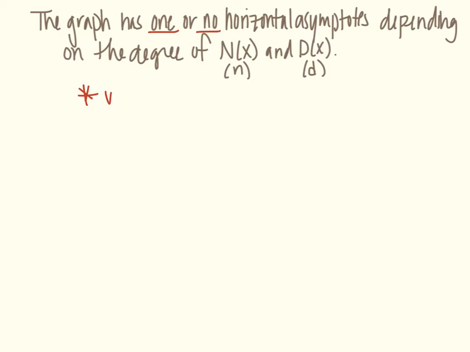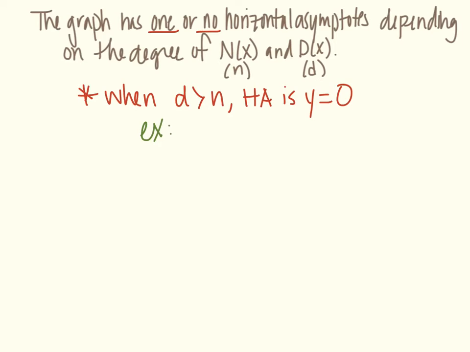So the first one is when the degree of the denominator is greater than the degree of the numerator. Your horizontal asymptote, I'm just going to abbreviate with HA, okay? When the degree of the denominator is greater than the degree of the numerator, the horizontal asymptote is going to happen at y equals 0. I want us to think about why this makes sense. So just a little example under here.